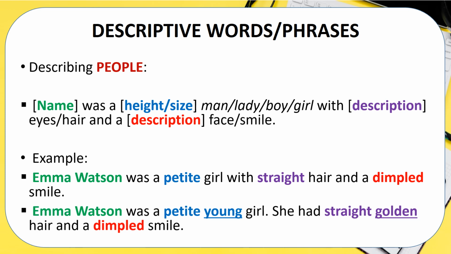Let's look at another example. Emma Watson was a petite young girl. You further elaborate, adding even more adjectives. So Emma Watson was a petite young girl. She had straight golden hair and a dimpled smile.